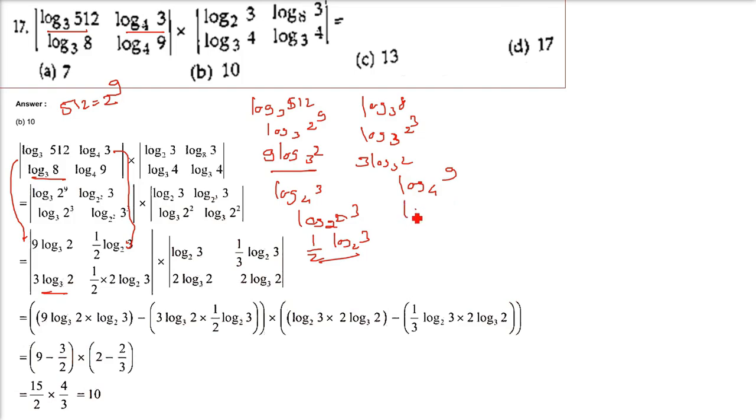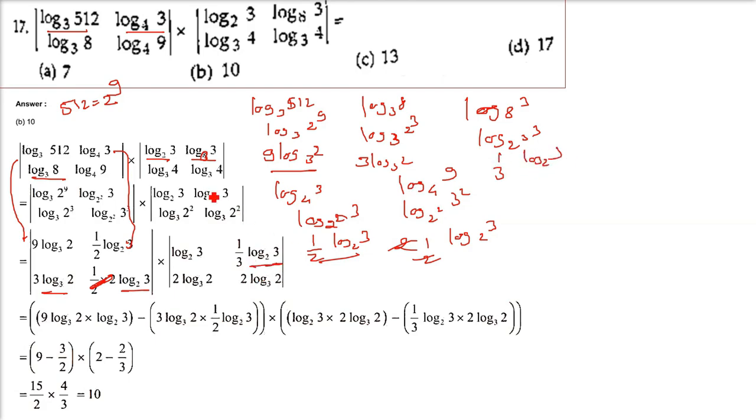Now log base 4 3. This 4 can be written as 2 square, and 3 raised 9 can be written as 3 square. So half will come from 2 square, 2 will come from 3 square. So half and 2 get cancelled, giving log base 2 3. Now all of this, log 2 3, log 8 3. Let me show you here also, log 8 3. 8 can be written as 2 cube, so 1 by 3 will come outside: 1 by 3 log base 2 3.